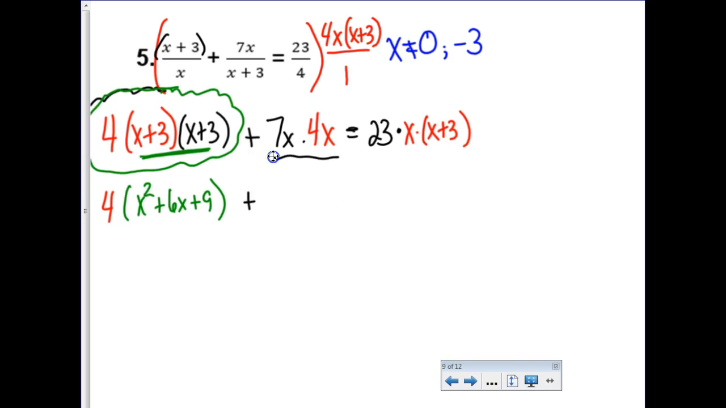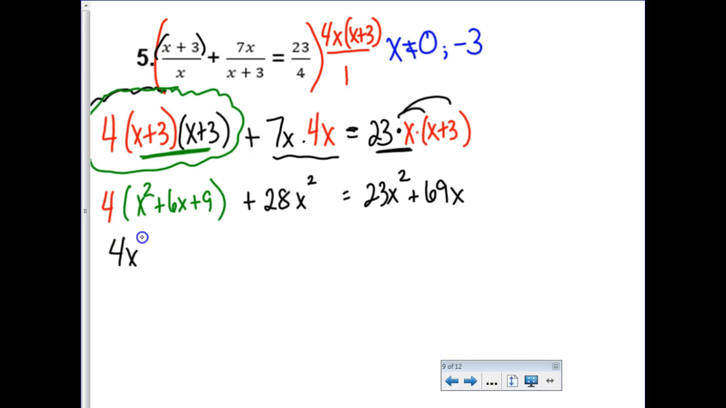Now the rest of this problem isn't too tricky. That's going to be a plus 28x squared. And it's a 23x that we're distributing here, so 23x squared plus 69x. So now would be a fine time to come back through and distribute that 4. Alright, 4x squared plus 24x plus 36, and then you have a plus 28x squared equals 23x squared plus 69x.